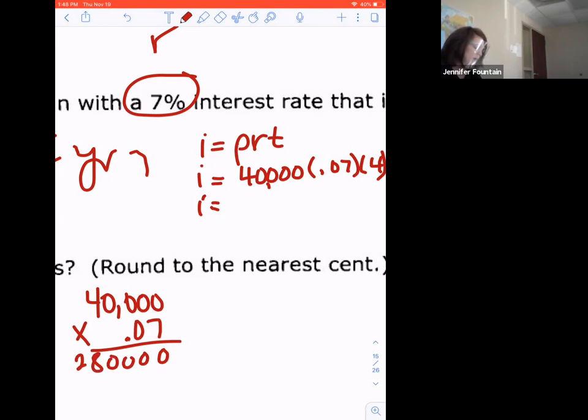And then I don't even have to multiply by the 0 after the 7. So I have 2 places after the decimal. So I have $2,800.